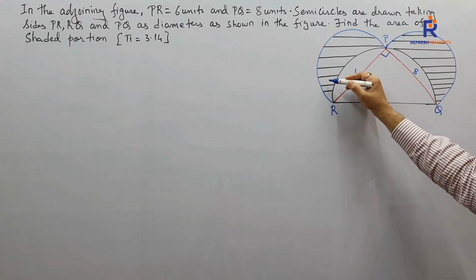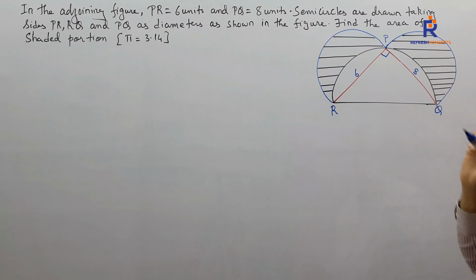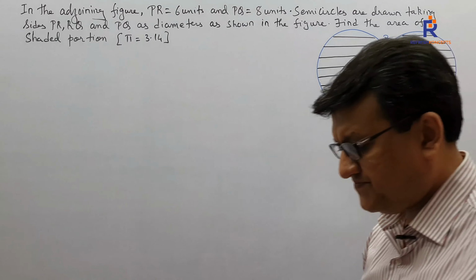Now children, just look at it. What is the shaded portion? This is what the shaded portion is. This portion and this portion is what we are supposed to find the area of.